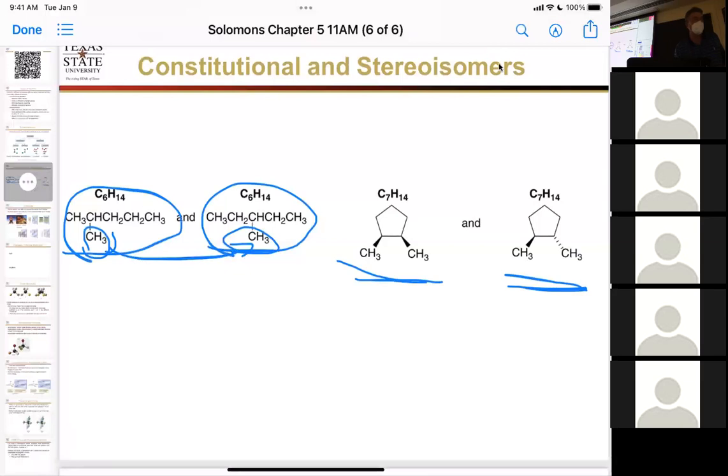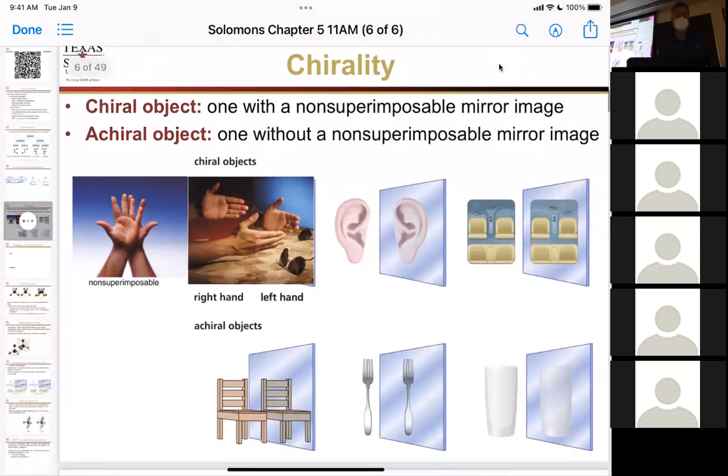Okay, so I want to describe a word, chirality. Chiral means hand, and so chirality actually means handedness. And what that means is that you have a non-superimposable mirror image of an object. Okay. So if we look at my hands here, they are mirror images of each other. But if I tried to lay them on top of each other in that same order, they do not superimpose.